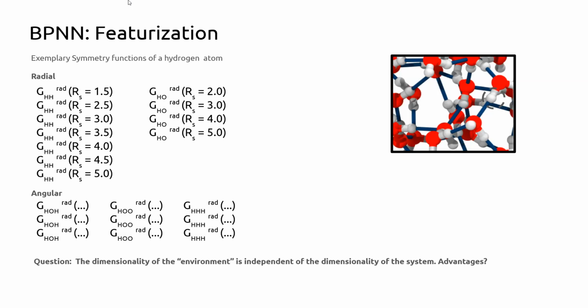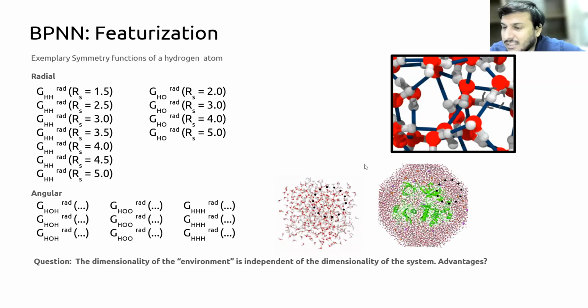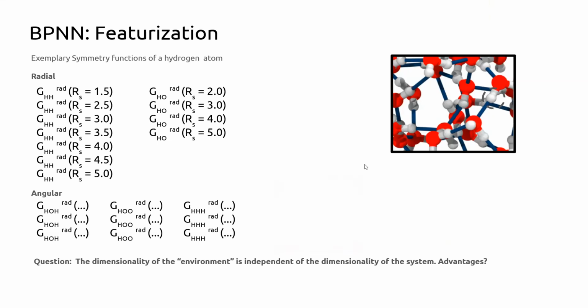I guess it means that you can treat larger systems without requiring as much more computational resources. Why is that? So actually, no, you would need more computational resources, but you would be able to use the same machine learning model because the input dimensionality is still the same. Yeah, so that's a good point.